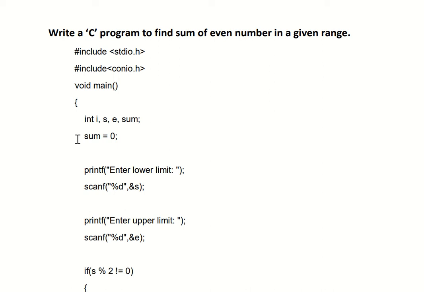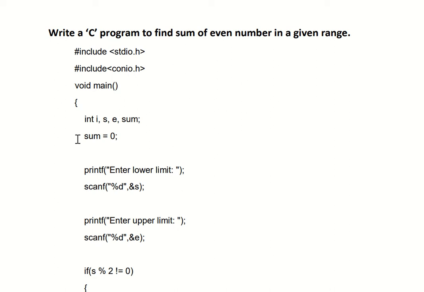Okay, so printf "enter the lower limit". Now what is the meaning of enter the lower limit? It means you enter the starting limit. So scanf with %d, and we have used one variable for that, that is s. In the same way we require the ending limit also. So printf "enter the upper limit" and scanf %d, and it is e.